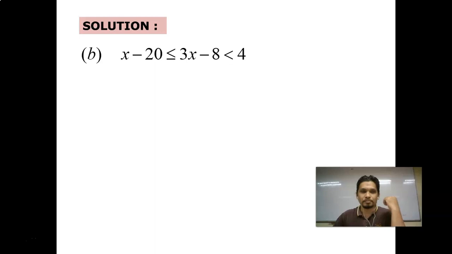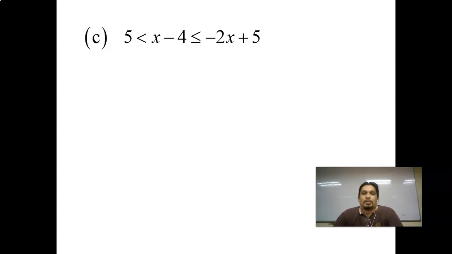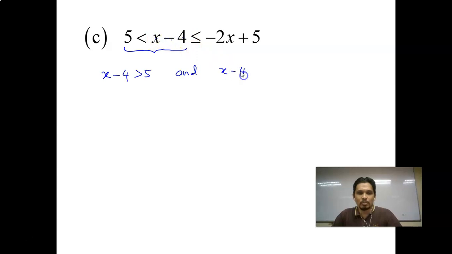Okay, now solution C. For question C, take the first part here, x minus 4. If I write down x minus 4 first, look at the sign here: it is greater than 5. And this one, x minus 4, less than or equal to negative 2x plus 5.